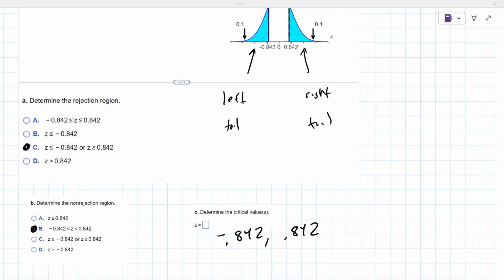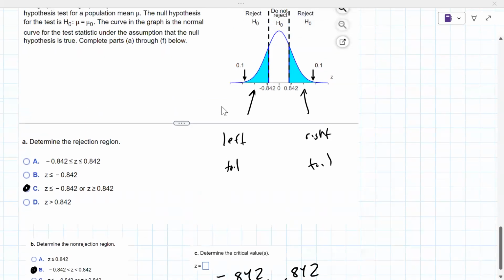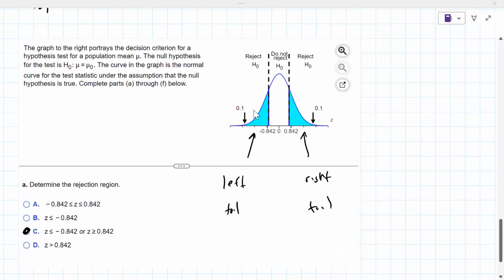All right. The significance level is the amount of area. So they're saying that this is 0.1 and 0.1. They're really pointing to the blue and the blue. So if you add those together, it's 0.2. Okay. All right.